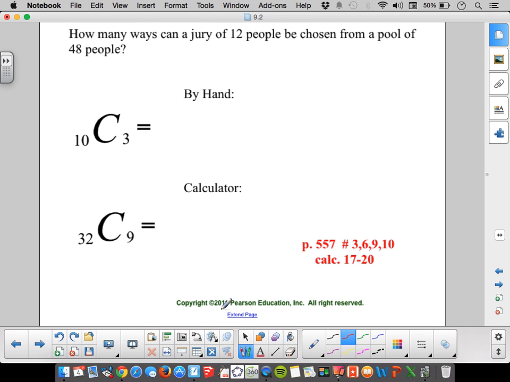Okay, so let's try some. We're going to try by hand to first set up this problem up top. How many ways can a jury of 12 people be chosen from a pool of 48 people? Well, the number of options is n. The number of people are the number of our options, so 48 is n. And 12 people are the ones that are going to be on the jury. Those are the amount of positions that we have available. So the way we would set that up is 48C12.